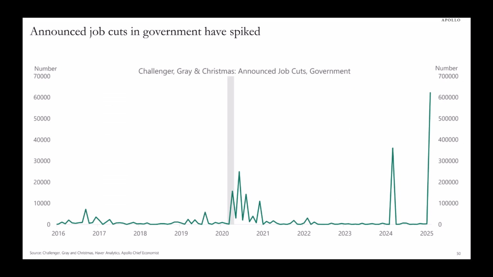Now, Apollo does a really good job of this, and that's whose slides I'm showing. They took the Challenger, Gray & Christmas data, and they just show you the job cuts on the government side and where we're at. These numbers have not come into non-farm payrolls yet. I'm showing this because if I was concerned about something, these are the things that would concern me. Seeing these kinds of spikes going into a non-farm payrolls number would be a concern of mine because it's not reflected in the consensus number for non-farm payrolls. So I'm kind of curious about how they're going to remedy these two on Friday.